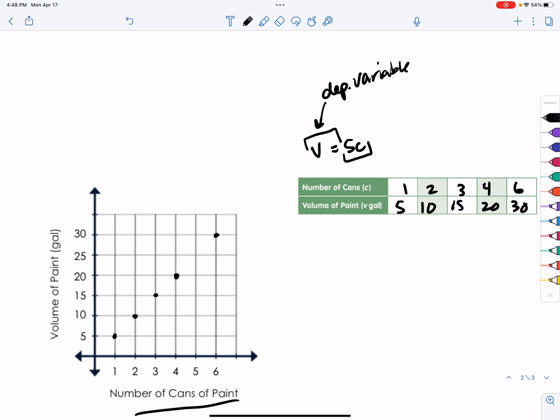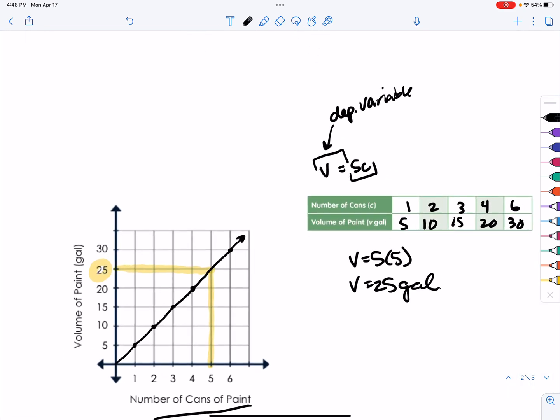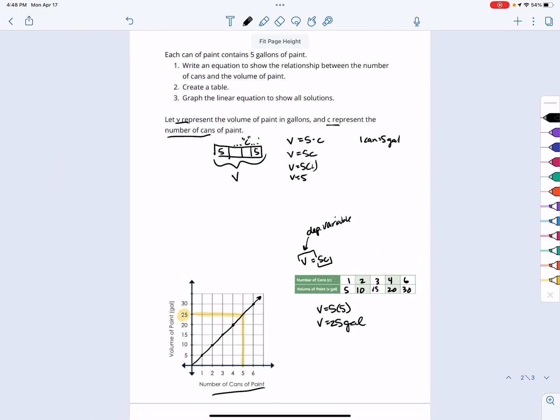So if I have 0 cans, I would have 0 gallons of paint then. And this could continue if I bought out all of the paint that there was ever at the store. So to quick check ourselves, we didn't on our table include 5 cans of paint, but according to this graph, the solution for 5 cans of paint is 25 gallons. And if we were to substitute 5 times 5 cans, we would get 25 gallons. So our graph helped us see that, and it helped us analyze that relationship.